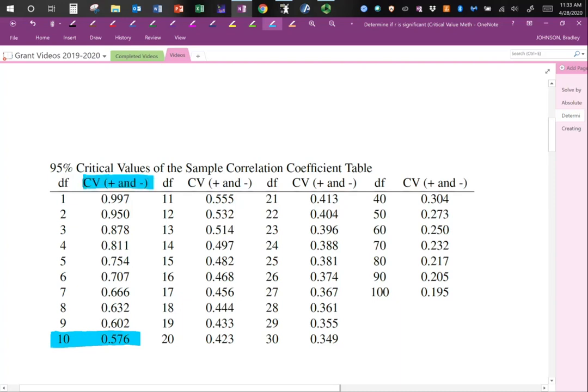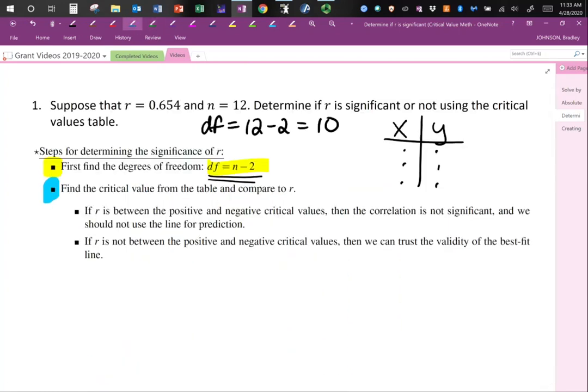Now the critical value tells us that there's a plus and minus. So really this 0.576 is really negative 0.576 and positive 0.576. That's how you read the table. You go to the degrees of freedom, read off the critical value. We found our critical value to be 0.576. Now with the critical value, we really need to think about plus and minus.